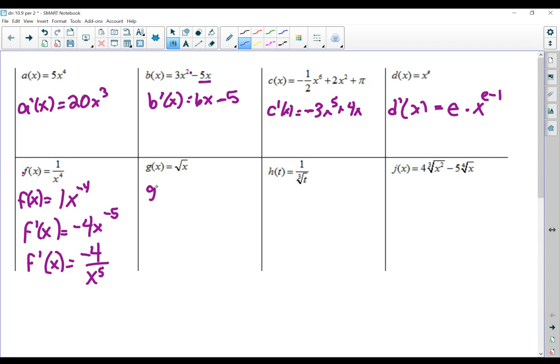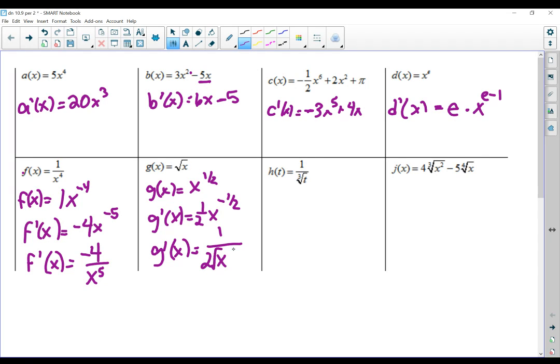Okay, I'm going to rewrite this, get it ready for calculus. That's just x to the half. So when I take the derivative here, I get 1/2 x to the negative half, which if I wanted to clean that guy up, now 1/2 is a fraction itself, so I'm going to make the 1/2 there, and then the x to the negative half is going to go to the denominator and become the positive 1/2, which is just square root.